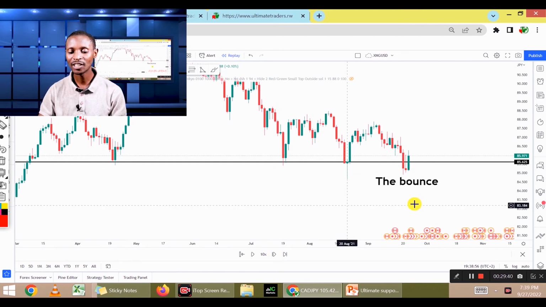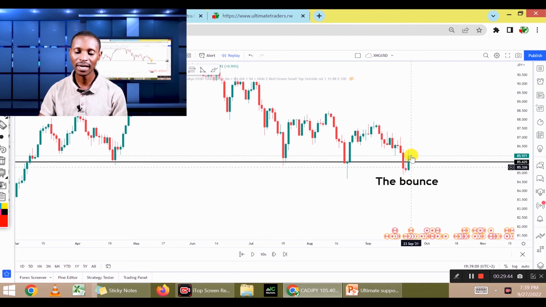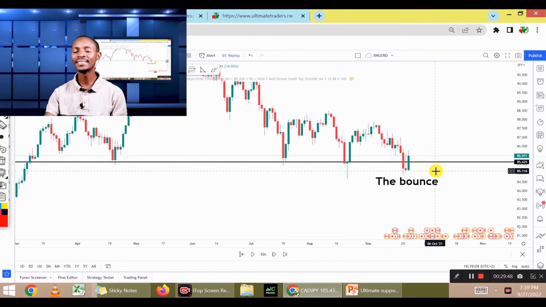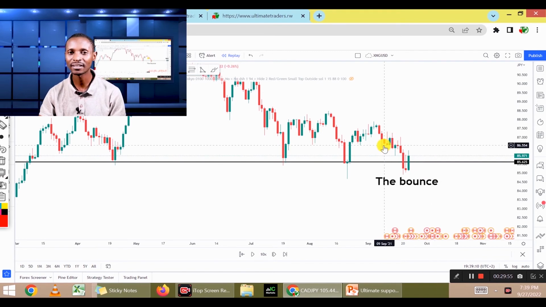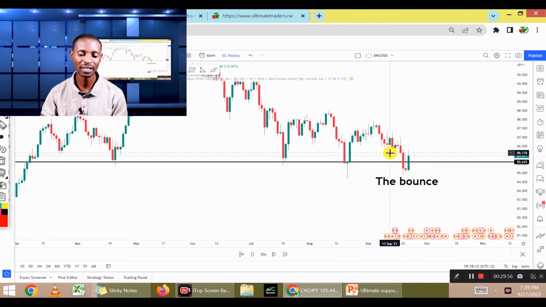Then for the third day, you see that the price bounced back inside this resistance. For those who are familiar with candlestick patterns, this is what we call a morning star, and it is a bullish reversal candlestick pattern.